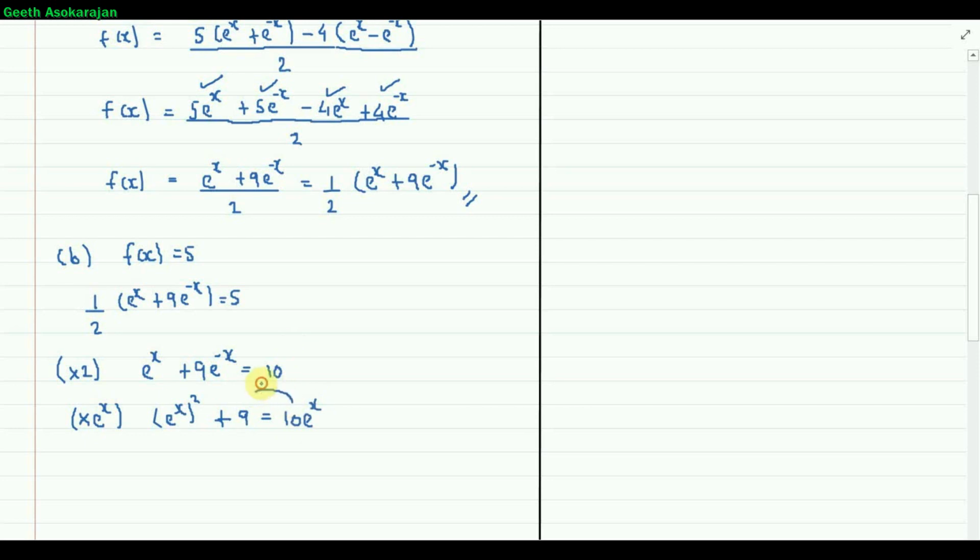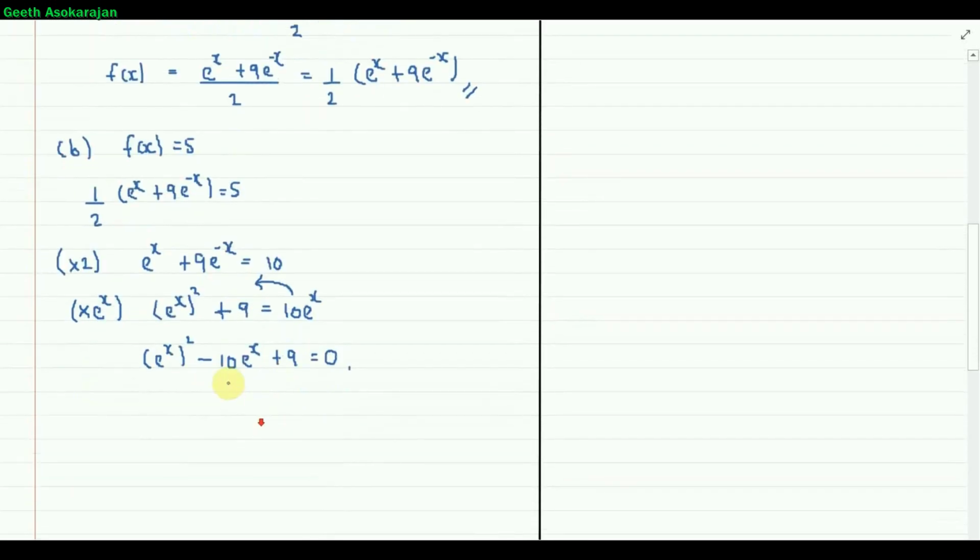Now let me take the term on the right hand side and move it to the left to give me this quadratic in terms of exponential functions. So I have e to the x squared minus 10e to the x plus 9, and that is equal to 0 on the right.